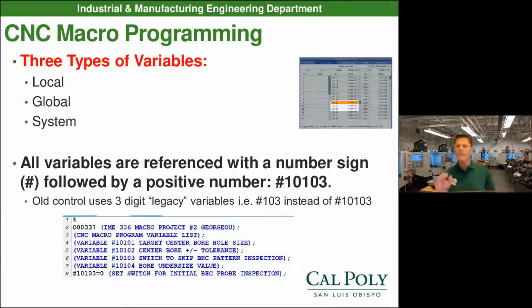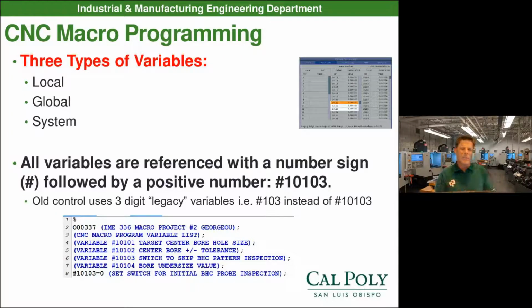Now, these variables come in 3 different types. We've got local, global, and system variables. But no matter what type of variable we have, they are referenced in a CNC program with the pound symbol, maybe hashtag if you're younger. The pound symbol is followed by a positive number, and that number is the variable number. So for example, variable 10,103 would be variable 10,103 in the next gen control. The legacy or the old control uses 3-digit variables.